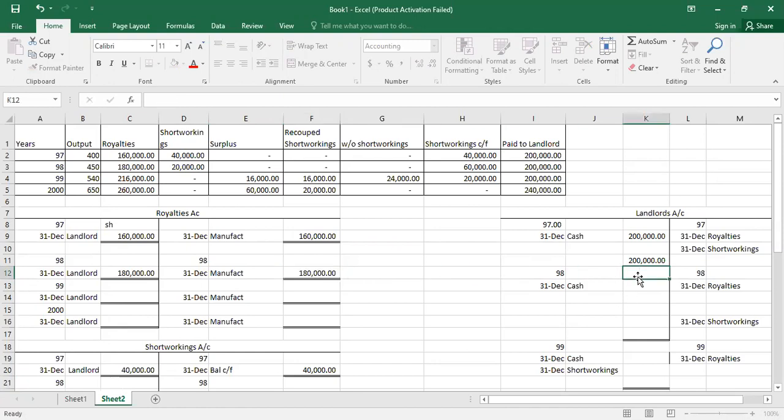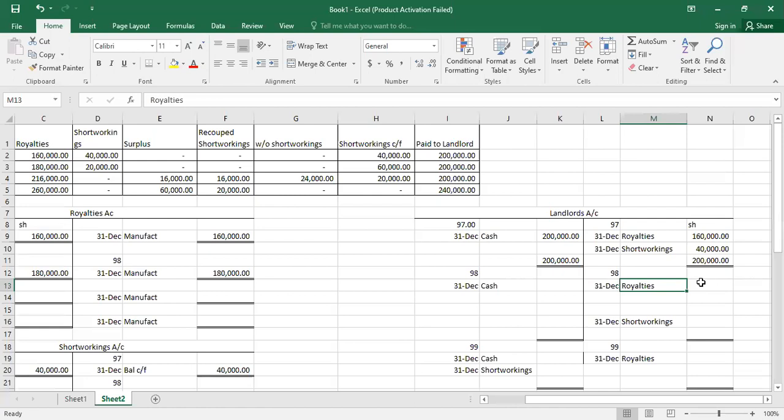So royalties, 180,000. And the cash to be paid is 200,000. There's a shortcoming of 20,000. So you can see with the table, it's easier to close, isn't it? Yes.